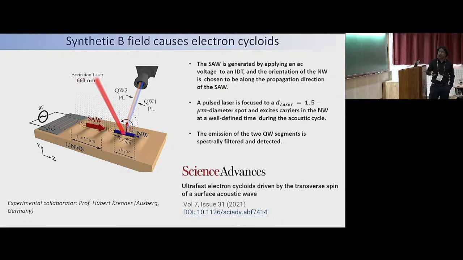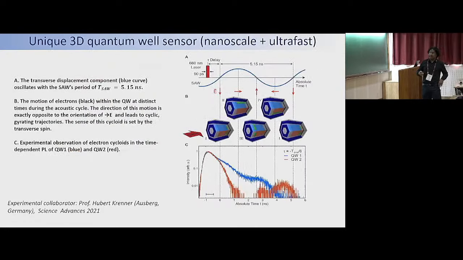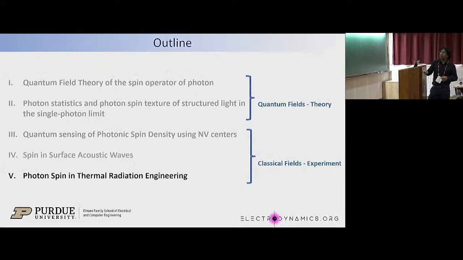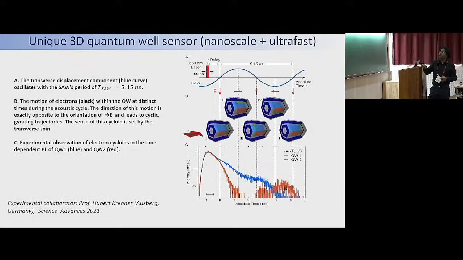For details, you can look at this paper, and the key experimental result is as follows. It's really in this figure. As your surface acoustic wave goes through, the electric field starts oscillating. As your electric field starts oscillating, the electrons in the quantum well perform a cycloidal motion. So for some time they are in this red region of the quantum well, for some time they are in the blue region of the quantum well, and they keep rotating.